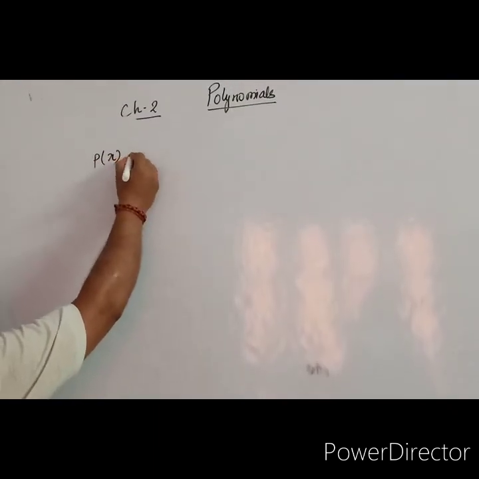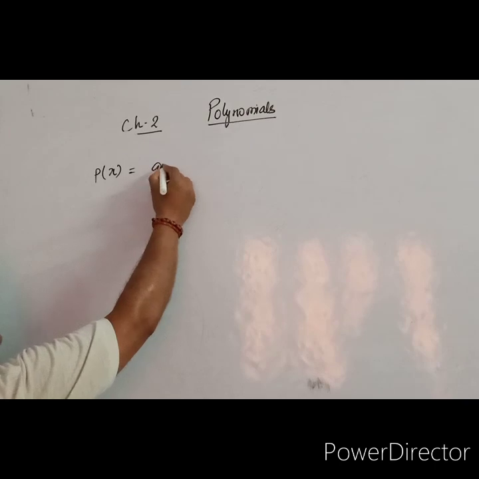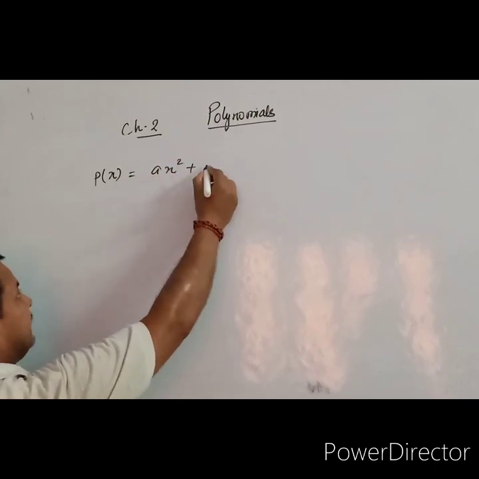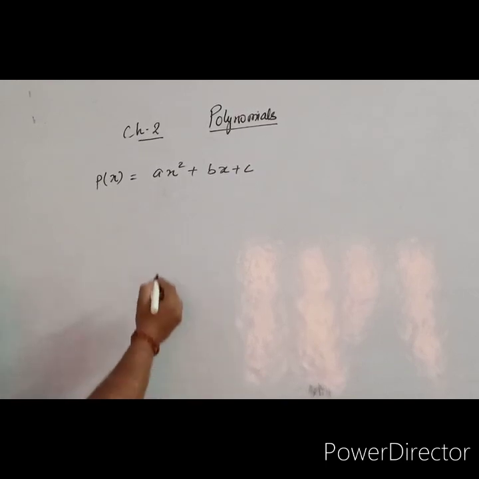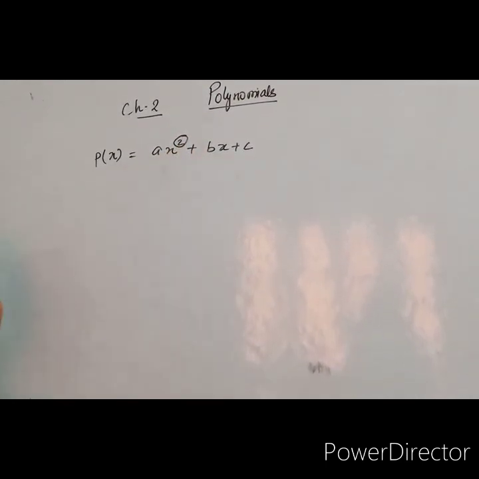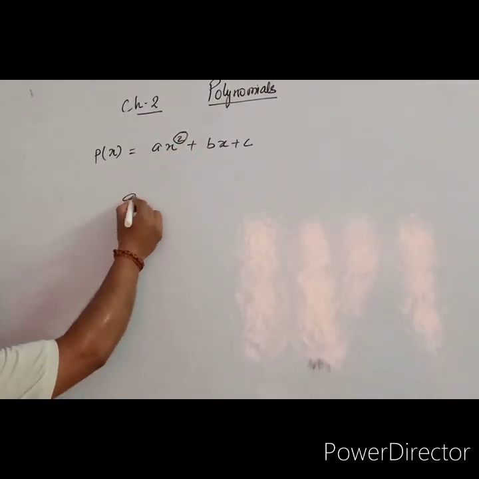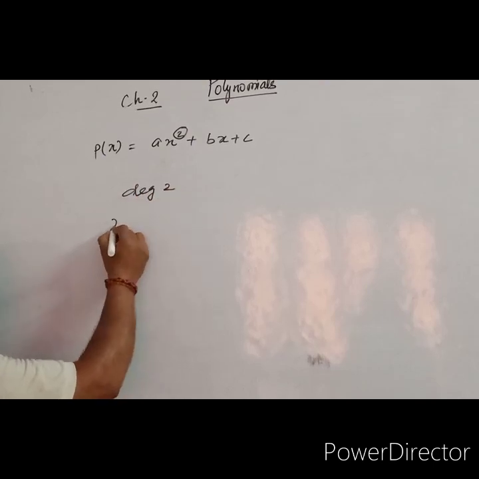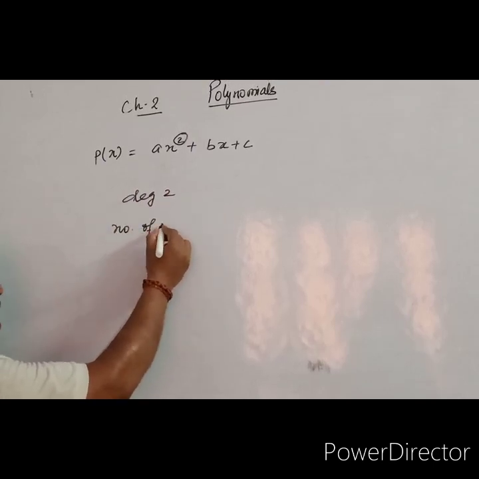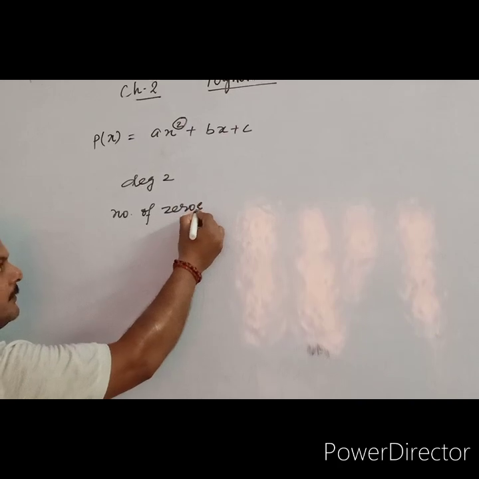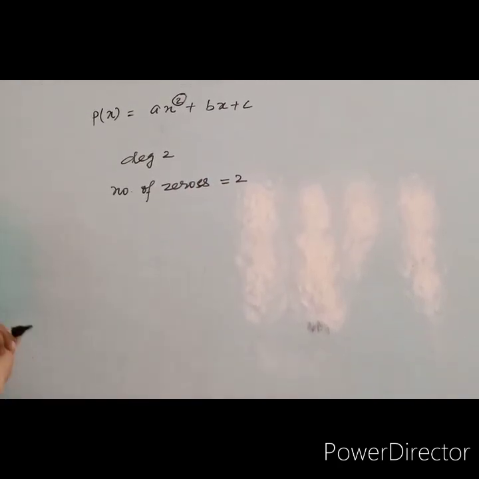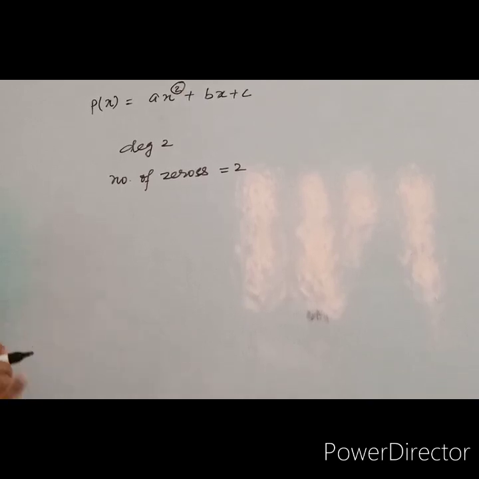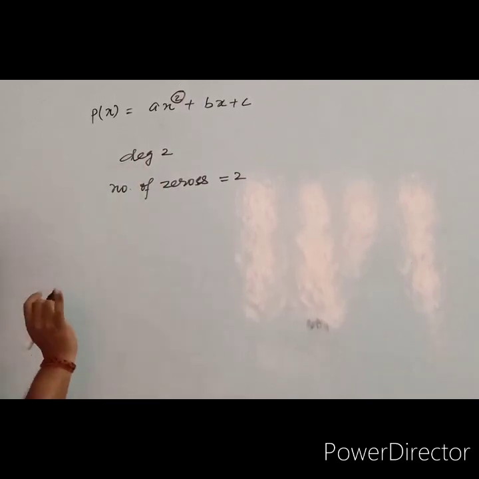If a polynomial is quadratic, then its general form will be ax square plus bx plus c. It means its degree is what? 2. What is degree? 2. It means the number of zeros will be what? 2. In a linear polynomial, 1; in a quadratic polynomial, 2, because now the degree is 2.